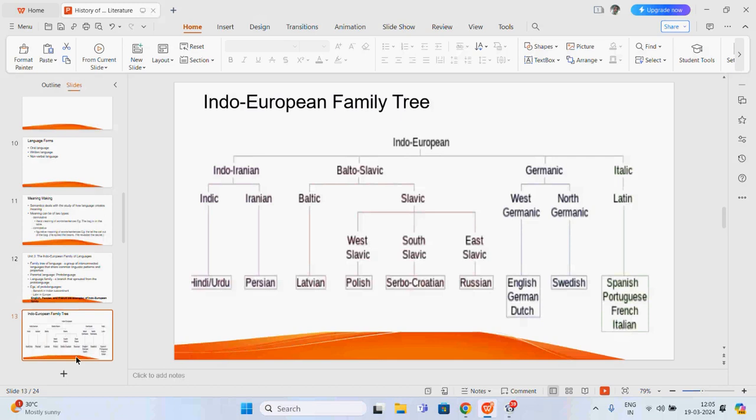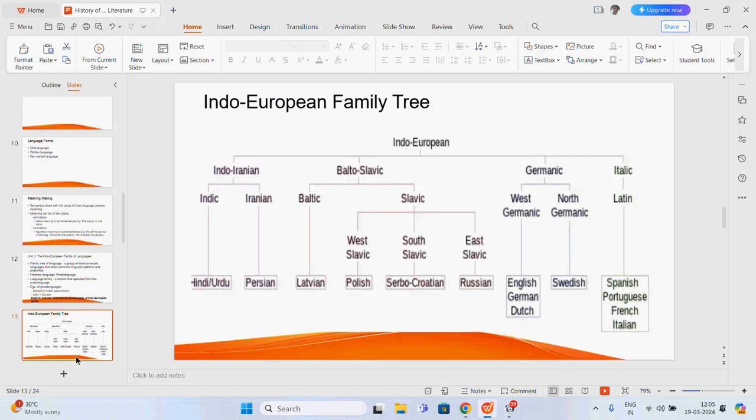So far we have not looked at English in this Indo-European family tree. When we come to the third branch of the Indo-European family tree, we have Germanic. Germanic gets further branched out into two: West Germanic and now North Germanic. West Germanic leads to English, German, Dutch. Finally, we have come to English.